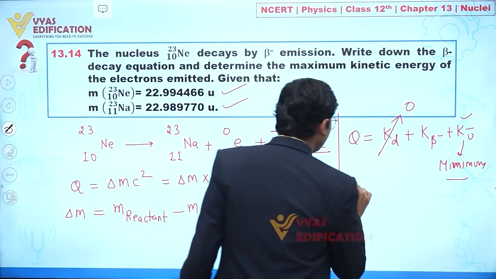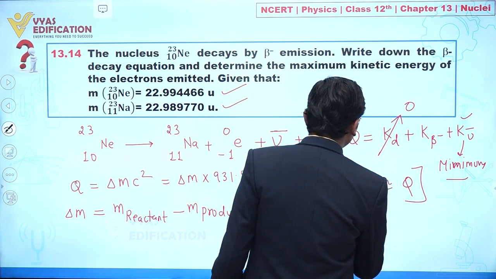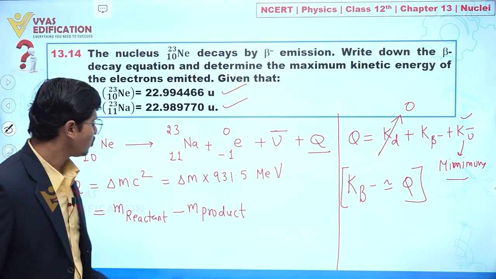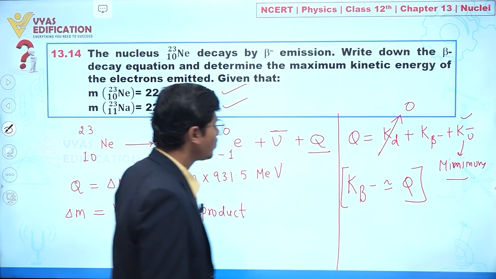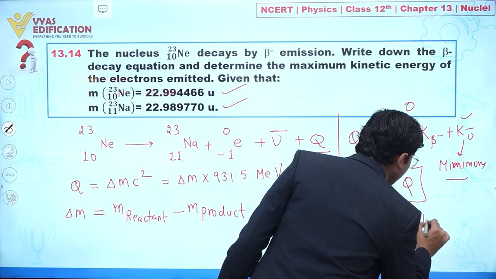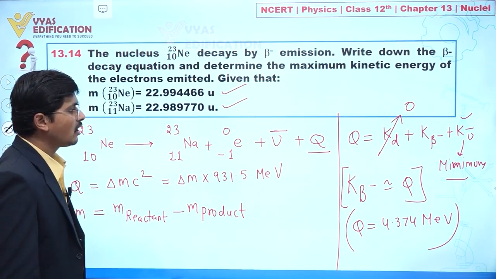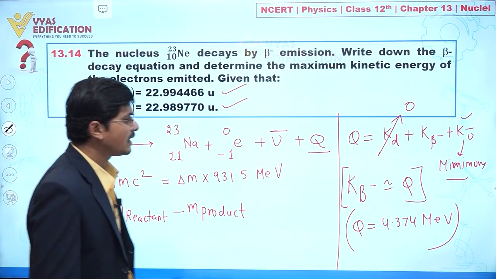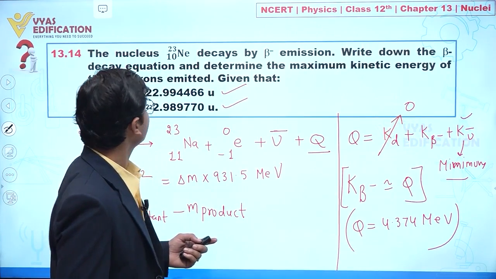Clear? So now you can see kinetic energy of beta minus particle will be near about Q value. Clear? And that Q value you are getting is equal to 4.374 million electron volt. Clear? Q value we have 4.374 million electron volt. Clear to everyone? So this is all about this question.